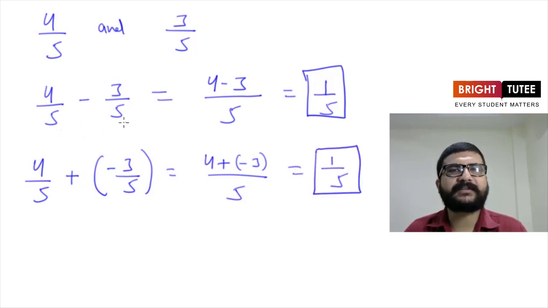So here denominators were same. What if denominators are not same? Then what we have to do? If denominators are not same, we know how to make denominators same.